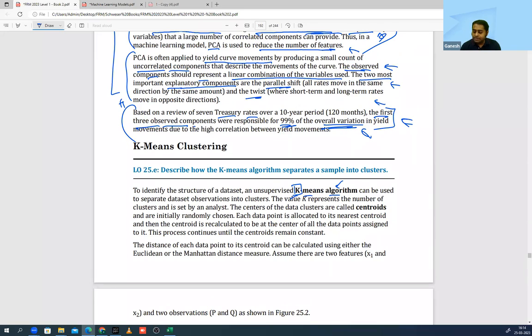What does this K represent? Okay, it represents how many clusters I want to create. You'll come to know what is a cluster. So K represents the number of clusters, and for each cluster, I want to find the centroid. What is the center of that cluster? Okay, we are talking about unsupervised learning.